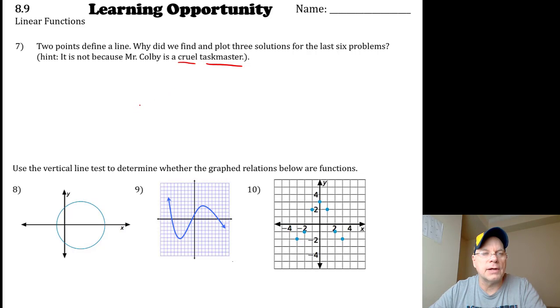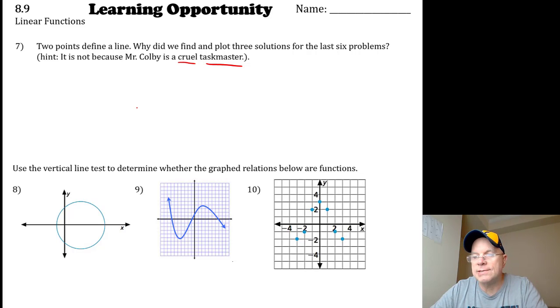You should consider your answer correct if you have any sort of thoughtful response to this that indicates why plotting the third point matters. Sometimes students say it's a way to get an extra point. Let me give you the best answer first.